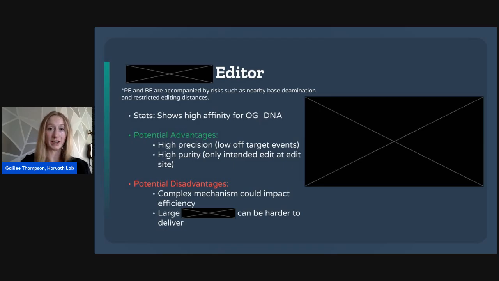Then we have our editor. Right now, our stats kinetically are showing a high affinity for OG in DNA. Its potential advantages is high precision. That means it would have low off-target events, MutY very specific. This results in high purity, only intended edit at the edit site. But then we recognize it has potential disadvantages as well. Its complex mechanism could really impact its efficiency, and its larger construct size would make it harder to deliver.